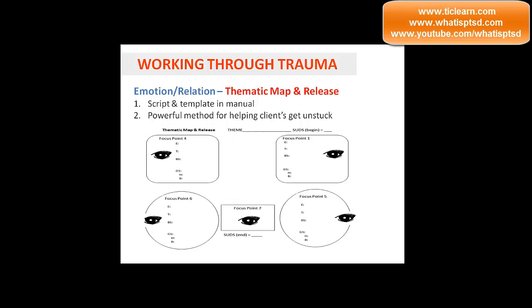So here's thematic map and release. This is the template, and this one is actually missing the lower 2 points. We start with point 1, which is for emotion, thoughts, and body sensations. Then you'll see GS, that's grains of sand, and below that is hands and body. They're just cues to help the practitioner keep focused on the task at hand.